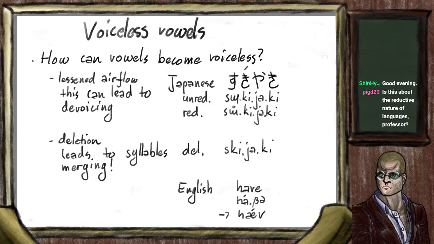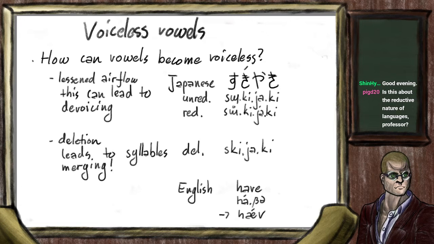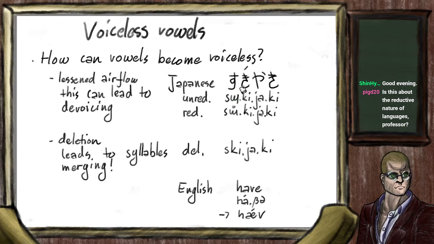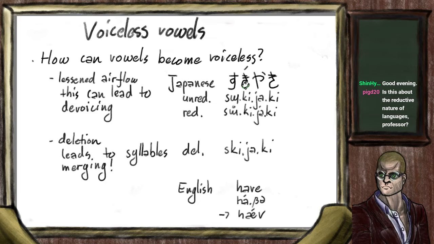Then, getting to how vowels become voiceless. This is something that I mostly went through during the last slide already. But here we have examples from Japanese. Here we have sukiyaki, which is a kind of grilled dish. I think that's the Japanese pancake, as some people call it. So it's grilled with what you want.